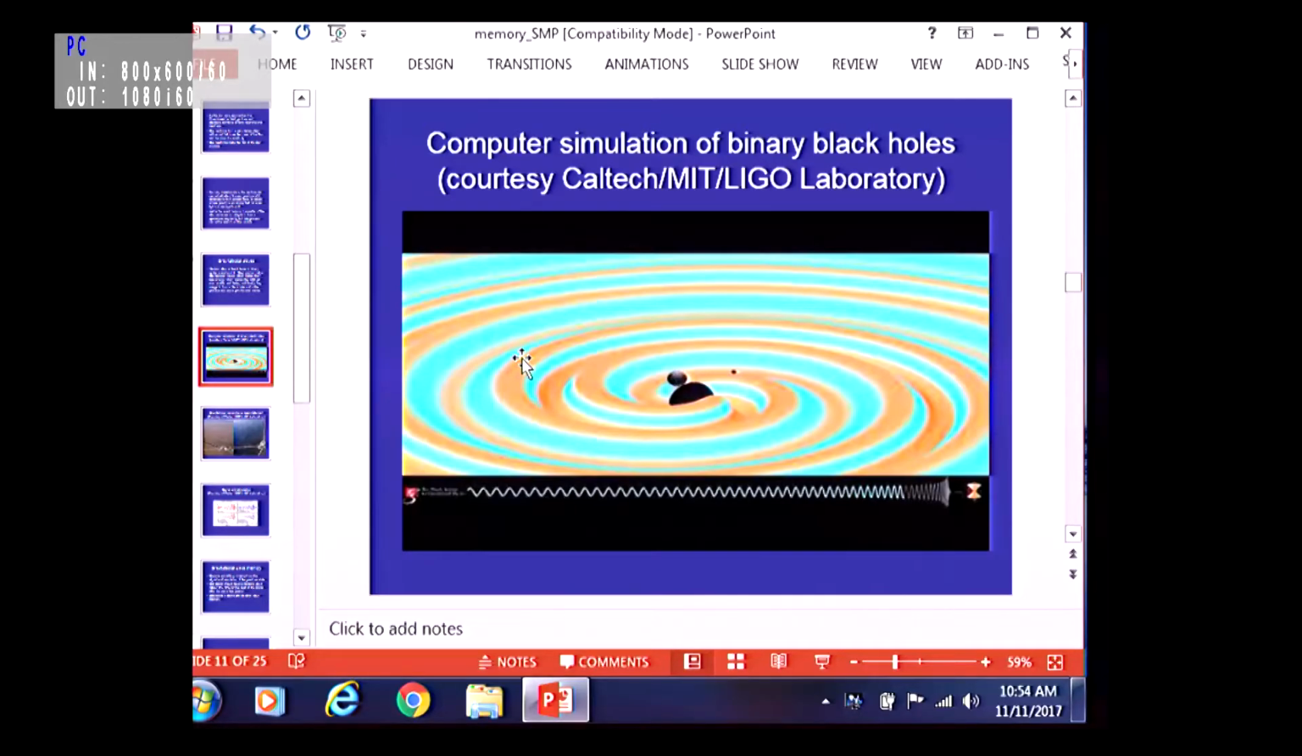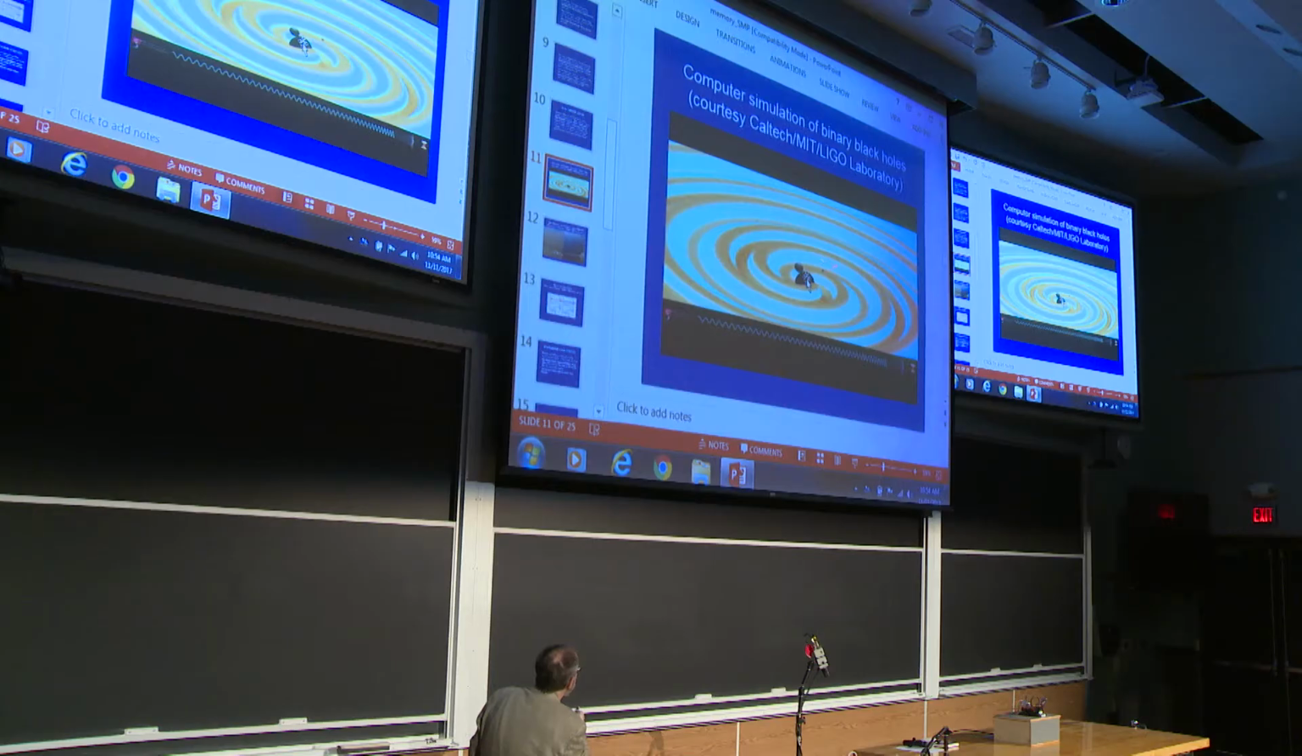Okay, so now I'm going to attempt to show you a movie that's a simulation of this process. So let's see if we can get this movie to run. So basically, the two objects in the center are two black holes of different sizes, and these ripples are going to be the strength of the gravitational waves that's emitted.